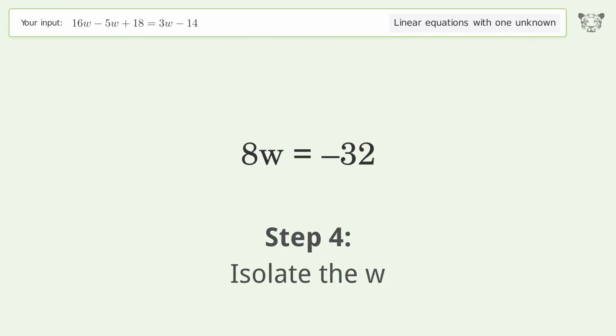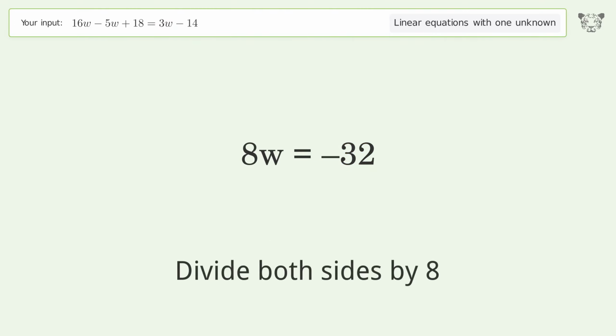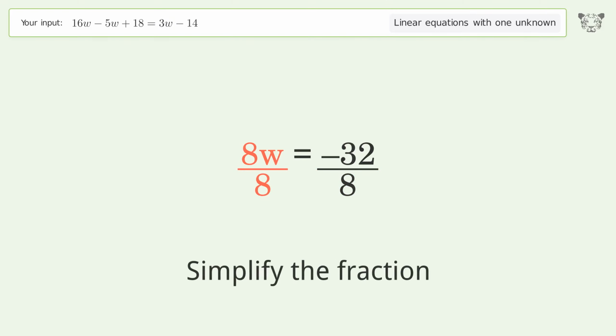Isolate the w. Divide both sides by 8. Simplify the fraction.